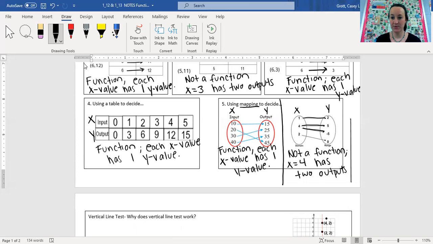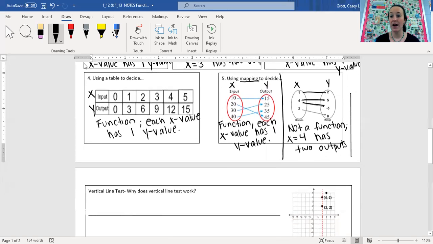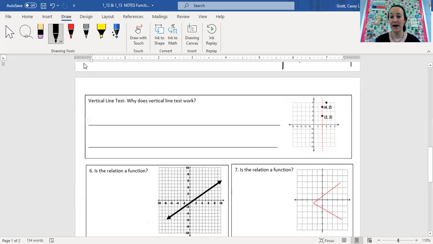We've talked about tables. We've talked about mapping. The last thing we're going to talk about is graphing. And graphing is actually my favorite because we have this cool test called the vertical line test that makes it super easy to tell whether it's a function or not. So we're going to go through a few of those examples. And always, guys, if you need to pause, rewind, rewatch, okay, do that.